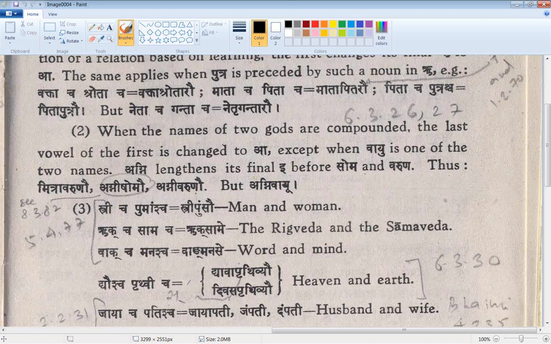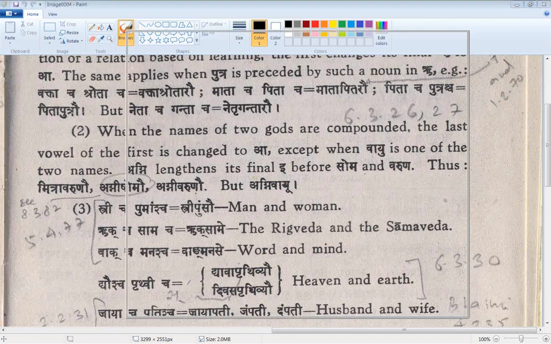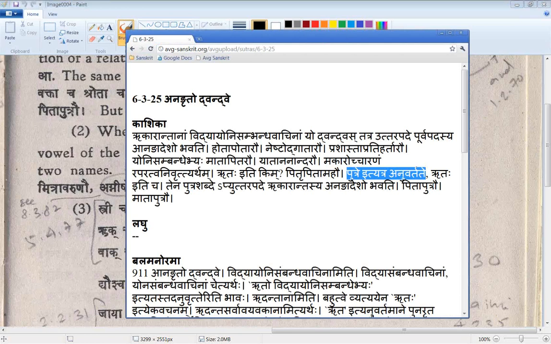Look at this one, 6325, and I think it's coming over here. Ruta itikyam pitru pitamaho. So why does Panini say this in Rukara, both of them? When you have Pitacha Pitamahascha, the Pitamaha is ending in Akaraha. So Pitru ending in Ruka is fine, but Pitamaha is ending in Akaraha, so we're going to get Pitru Pitamahau.